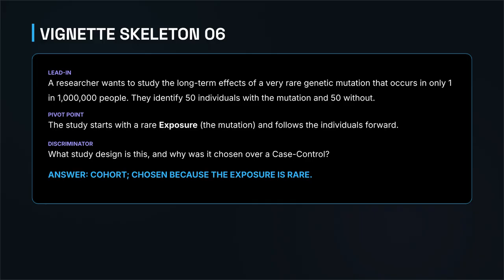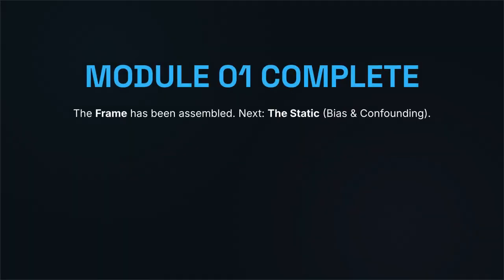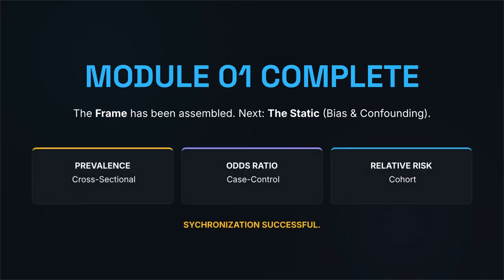This concludes the true foundation of our biostatistics frame review sequence today. Module 1. The frame has been successfully completed. We have covered the fundamental study designs, including cross-sectional, case control, and cohort studies, and their corresponding metrics: prevalence, odds ratio, and relative risk. Next, we will move on to Module 2, focusing on bias and confounding.